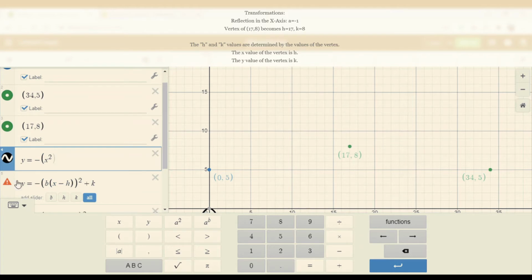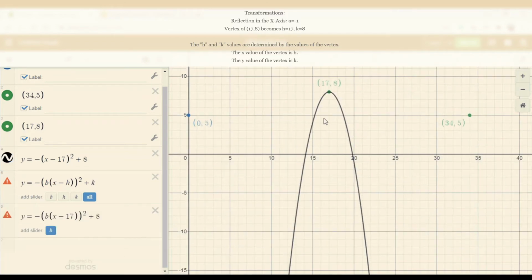Just gotta make a few changes. x minus 17 squared plus 8. As you can see, our parabola is now upside down and it meets the vertex a lot closer to what we really want in the end.